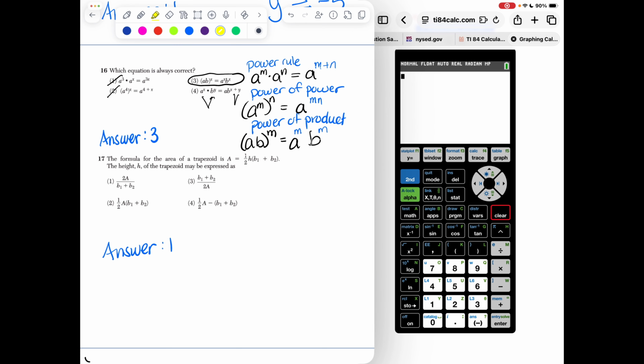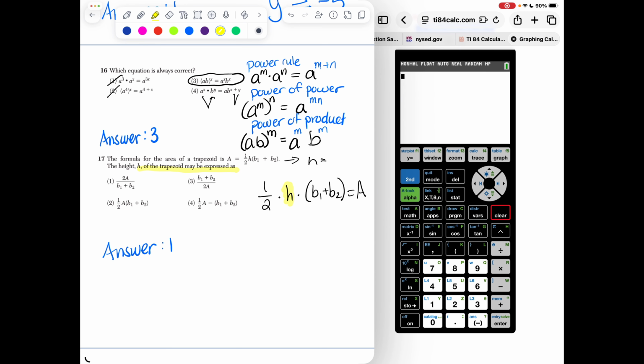The height h of a trapezoid may be expressed as... So all we want to do is go from this formula to h is equal to. Okay, so we just want to isolate the h. So think about this here. I have 1/2 times the height times (base 1 plus base 2), and all that is equal to area. I'm just going to put that on the right side. And the only thing I want here is this, and they're all being multiplied together.